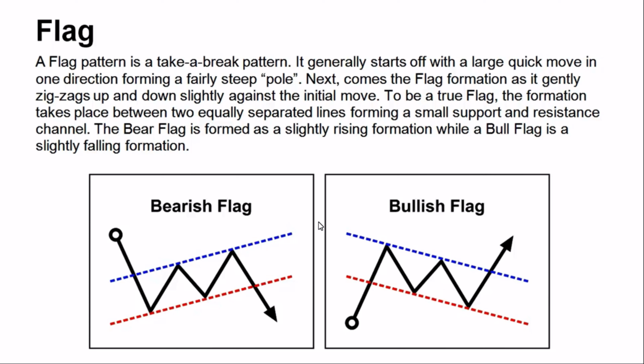For a true flag, the formation takes place between two equally separated lines. You can use your trend line, though we also have an indicator called a channel indicator that helps you draw the channel on the actual chart, right? This equal lines formation forms a small support and resistance channel. The bear flag is formed as a slightly rising formation, while the bull flag is formed as a slightly falling formation. This is exactly what I explained here in the video.